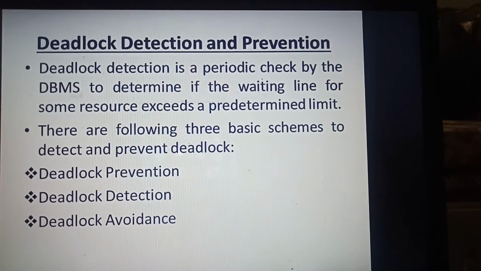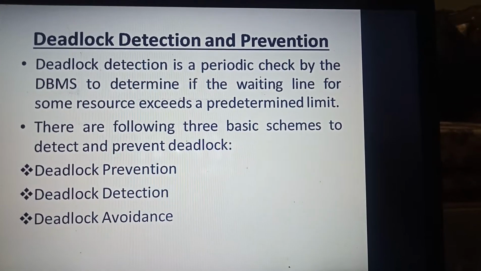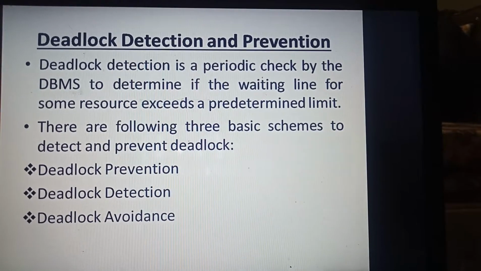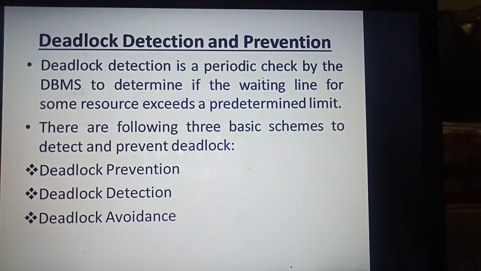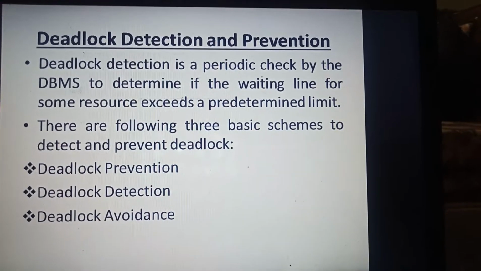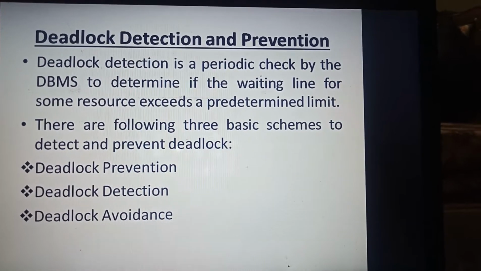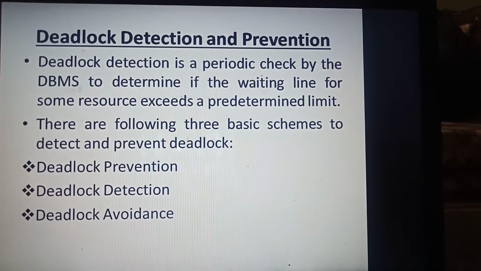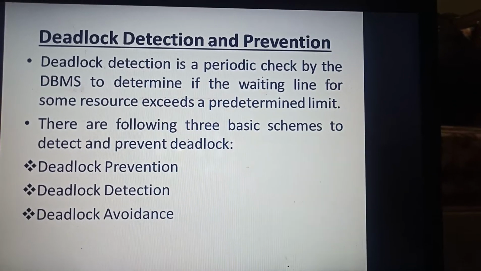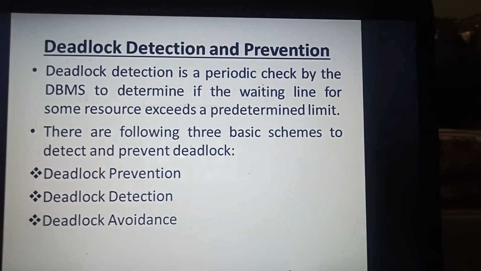Now, deadlock detection and prevention. Deadlock detection is a periodic check by the DBMS to determine if the waiting line for some resource exceeds a predetermined limit. Now, there are three basic approaches to detect and prevent deadlock. First is deadlock prevention, second is deadlock detection, and third is deadlock avoidance. We will discuss these one by one.